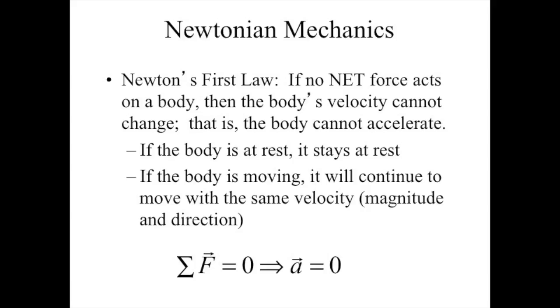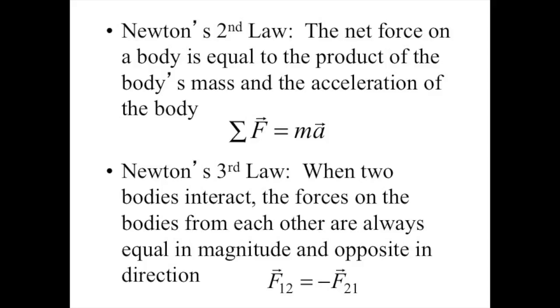Newton's first law: if there's no net force, so there can be forces, but just 0 net force, then the object, if it's at rest, remains at rest, but if it is moving, it'll have a constant velocity. Second law, F net equals ma.